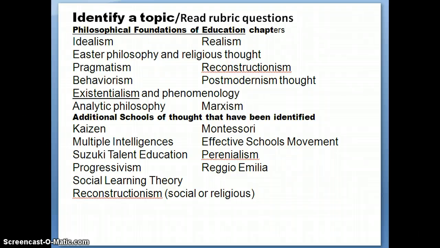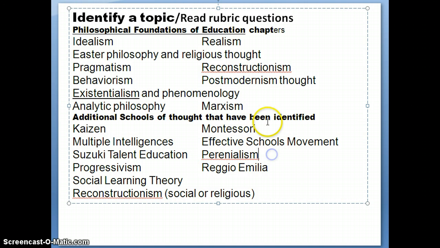Suzuki Talent Education. Have you ever seen these little tiny kids, usually Japanese, on little tiny instruments who seem to be playing the violin really well, and you wonder how in the heck these kids can do this? Well, there is a process, and it's called the Suzuki Talent Education Program. Perennialism, sometimes called the Great Books Movement. Progressivism. Reggio Emilia is another education process, similar but not the same as Montessori. Social learning theory, Reconstructionism. In other words, lots of ideas. You won't be at a loss for ideas at all. So pick any one, and then we're going to go to the next process.